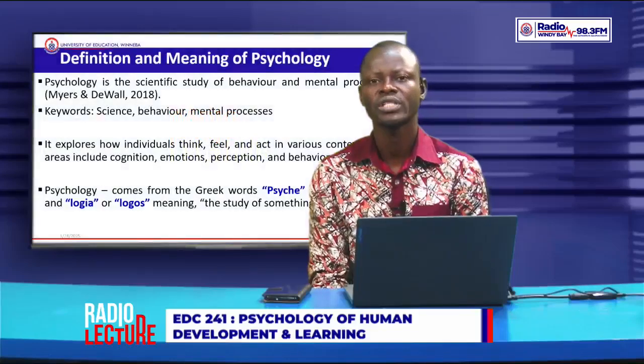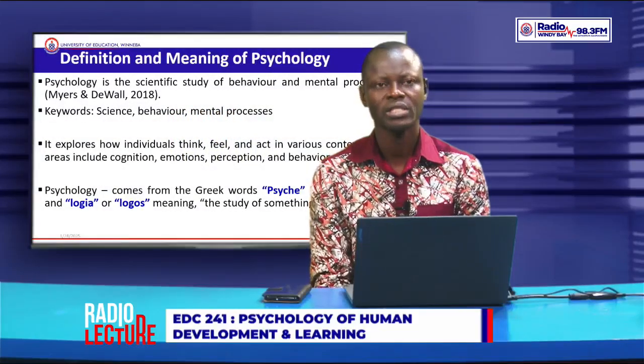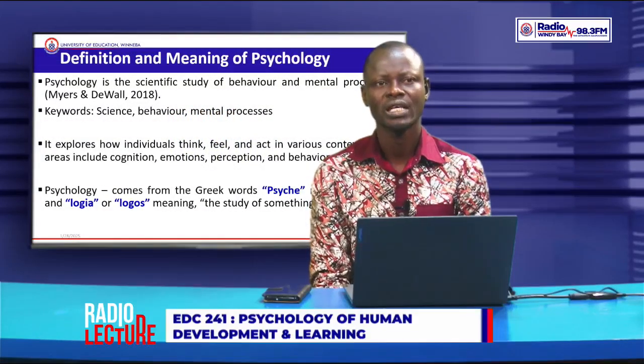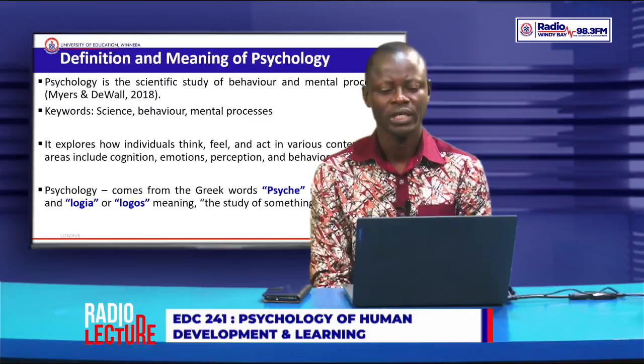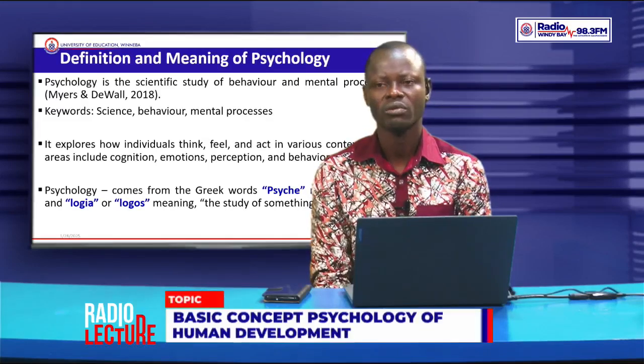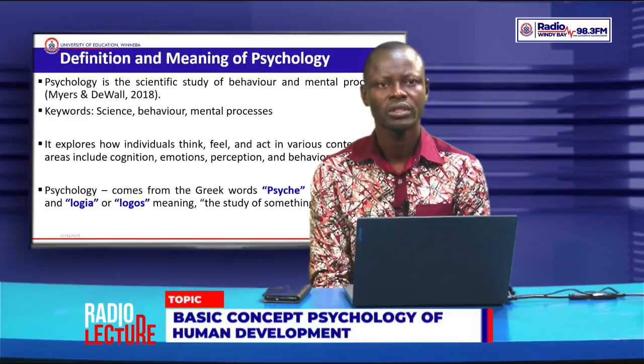psychology. Psychology actually explores how individuals think, how we feel, and how we act in various contexts. Key areas include cognition, emotion, perception and behavior. So these are things that we need to be aware of in terms of how we look at psychology and what psychology actually aims to tell us.